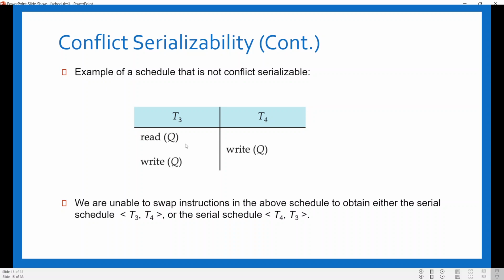We can't swap these instructions to obtain a serial schedule T3 T4 or T4 T3. We can't swap this to get a serial schedule. Hence this example is not conflict serializable.